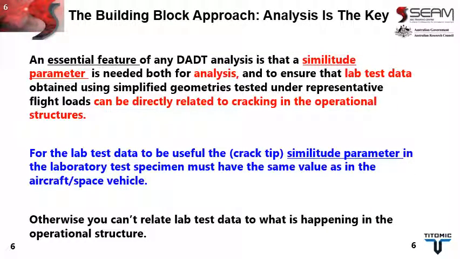An essential feature of any DADT analysis is that a similitude parameter is needed both for the analysis and to ensure that lab test data that's obtained using simplified geometries under represented flight loads can be directly related to cracking in the operational structures. For the lab test data to be useful, the crack tip similitude parameter in the laboratory test specimen must have the same value as in the aircraft or space vehicle. Otherwise, you can't relate lab test data to what's happening in the operational structure.